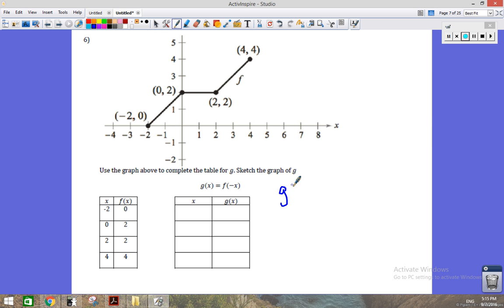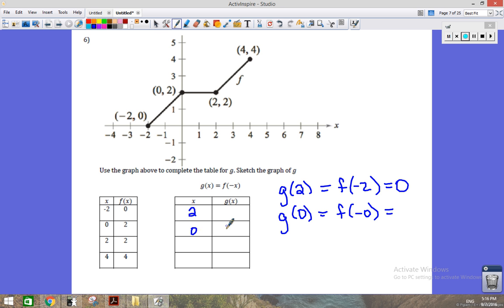So let's see what g evaluated at +2 would be. Well, the equation tells me that g evaluated at x is equal to f evaluated at the opposite of x. So if x is 2, the opposite of 2 is -2, and f evaluated at -2 I can see is 0. So if I plug in a 0, well, the opposite of 0 is 0, and we can see that f evaluated at 0 is 2.